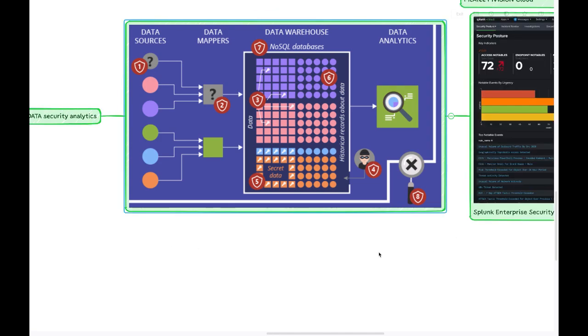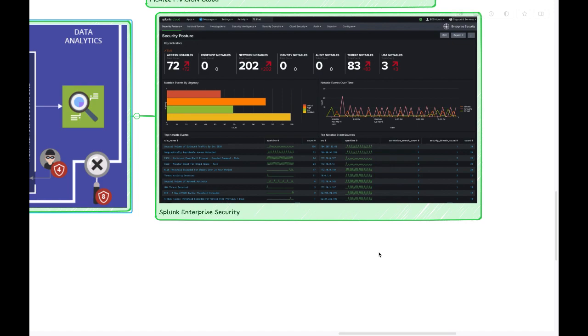Example tool: Splunk Enterprise Security is a big data security analytics platform that allows organizations to aggregate, correlate, and analyze security data from different sources in real time. It helps identify potential security incidents and provides insights into an organization's overall security posture.